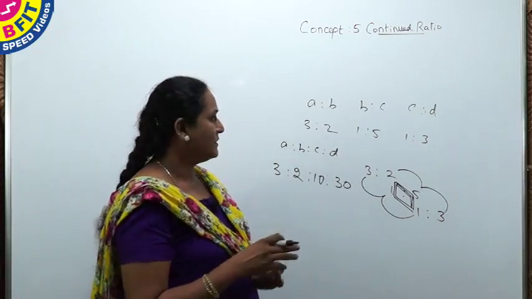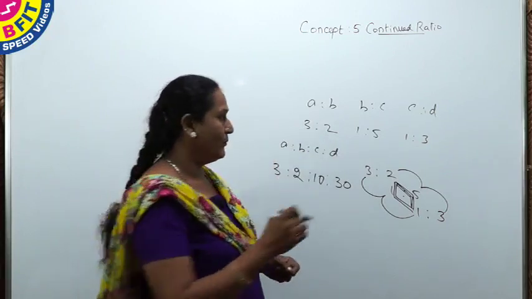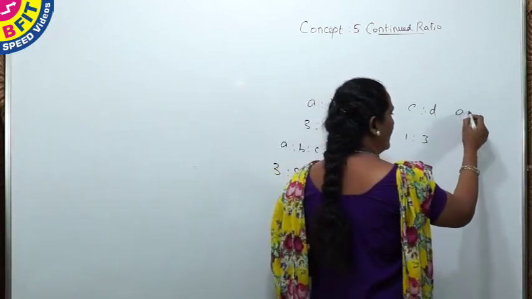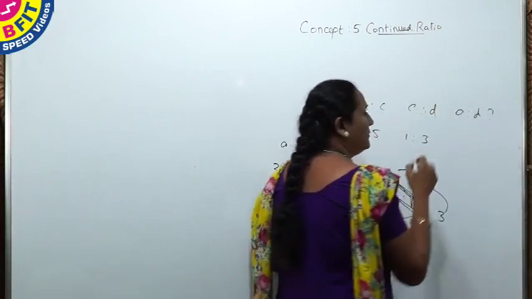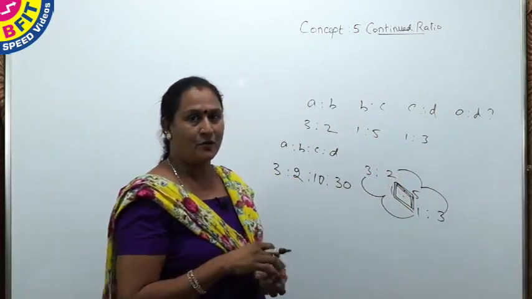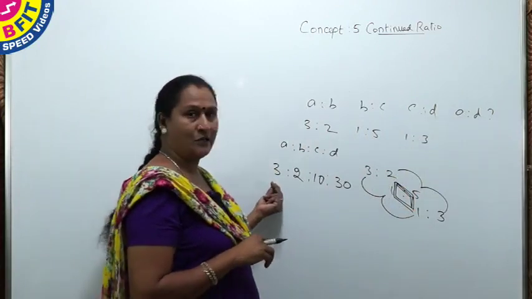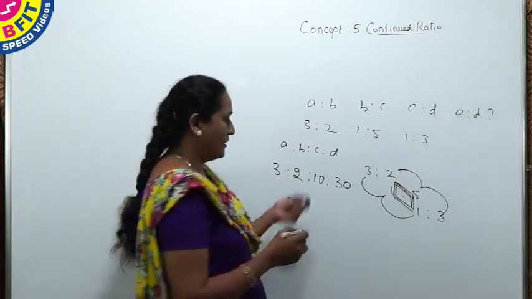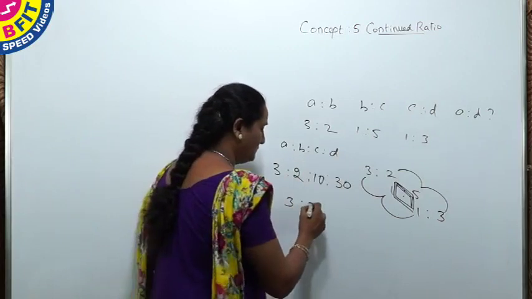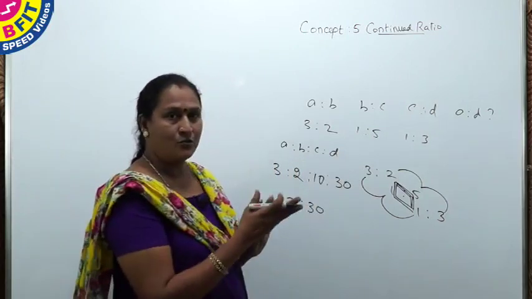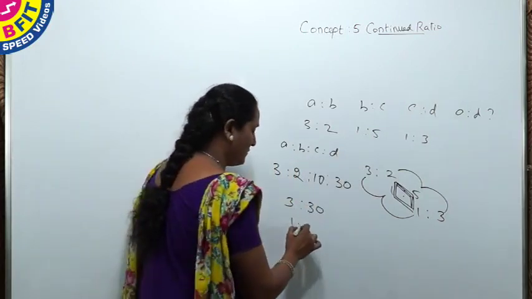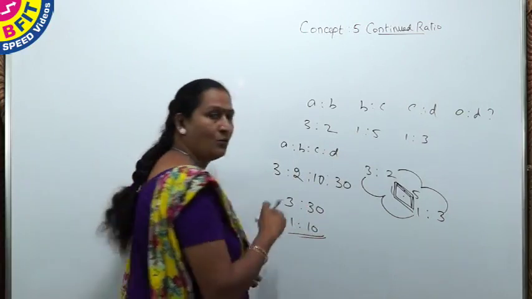Sometimes they give this ratio and you will be asked to find the value of A is to D also. So this question also they ask. So here, what is A's value? 3. And what is this part? 30. So you can take this and work out, which is equal to 1:10.